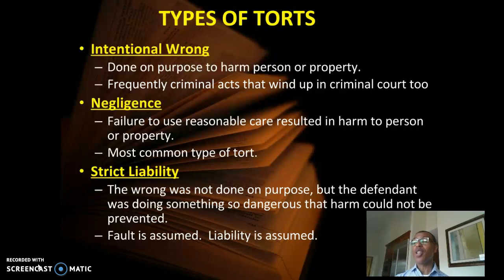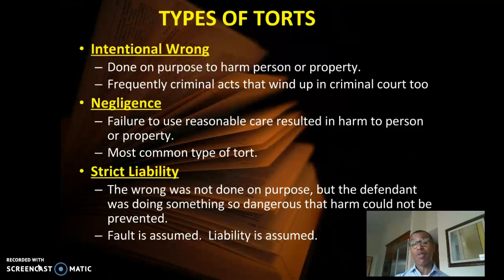The first one is known as an intentional wrong. This is an action done with the intent of injuring a person, his or her property, or both. An example of this would be if Mary is angry at Tom and Mary decides to smash Tom's car windows. Well, Tom can sue Mary on the basis that she intentionally damaged his personal property. This is known as an intentional wrong.